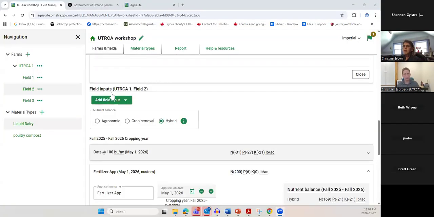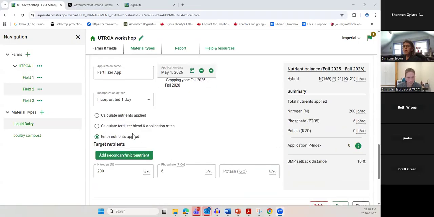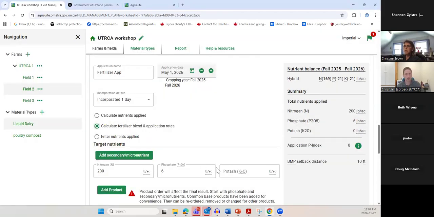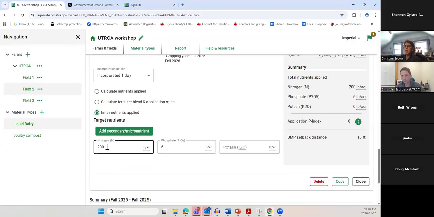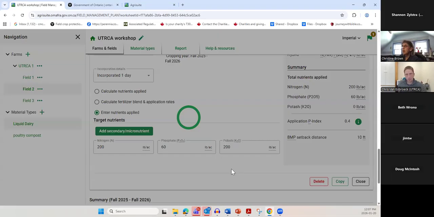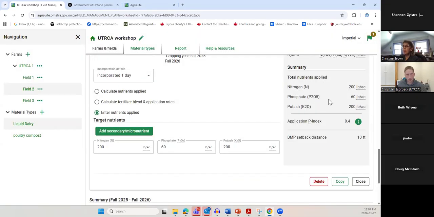So I'll go back to my add a fertilizer. In the fertilizer, I have the option to calculate the nutrients applied. I have the option to calculate a blend based on the fertilizers that are available in the app. And we did just add some more. So if we know which ones are common, we will add them. And then we can add the nutrients applied. So if I wanted to just add 200 pounds of nitrogen, 60 pounds of phosphorus, 200 pounds of potash, I can do that. And it's basically just going to show up here.